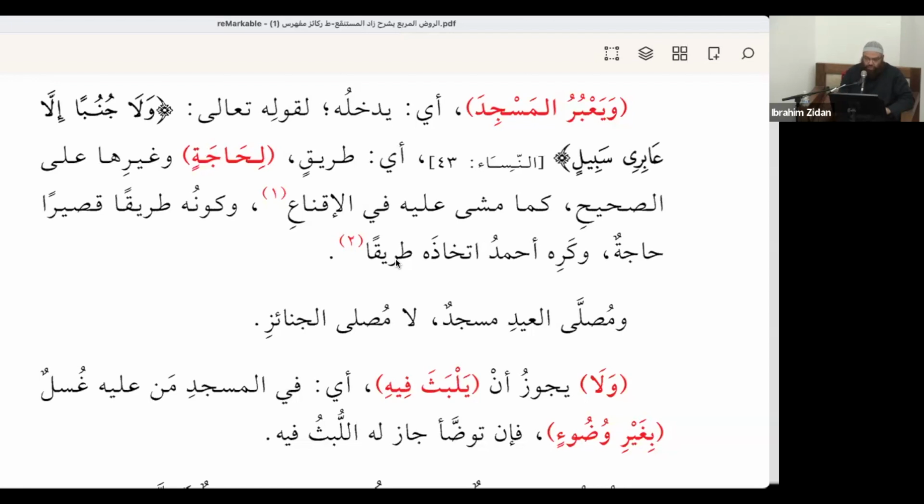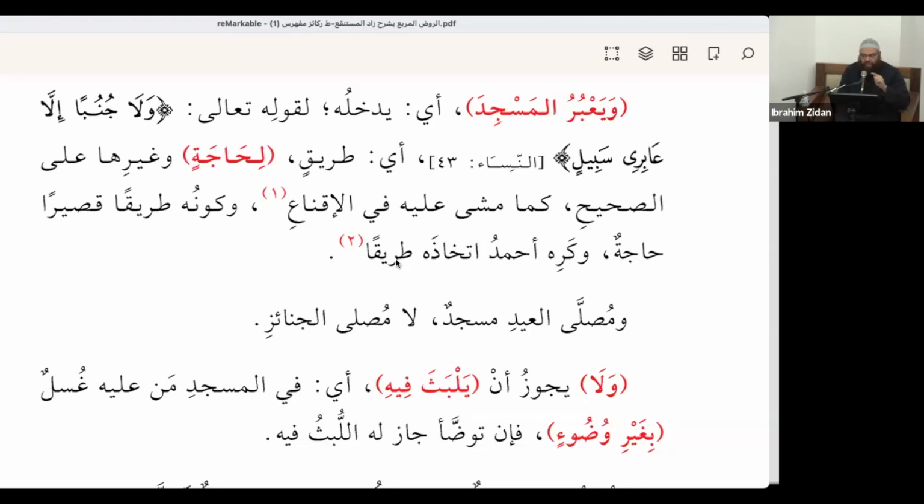We're talking here about who? Not the normal person, but the one that is in janaba, who did not remove himself from that state. That means ghusl is mandatory upon him. ومصلى العيد مسجد لا مصلى الجنائز. مصلى العيد is the place designated for Salatul Eid. They used to have a different place, Musalla al-Eid, outside of the city, which is known as Musalla al-Eid. So this is where, as he said, it's masjid.